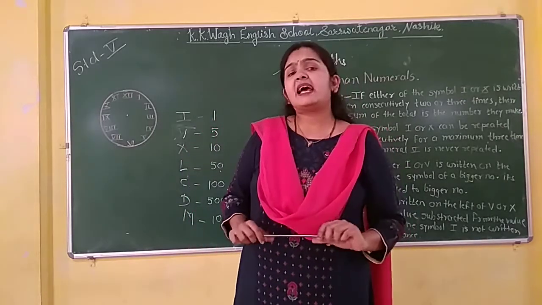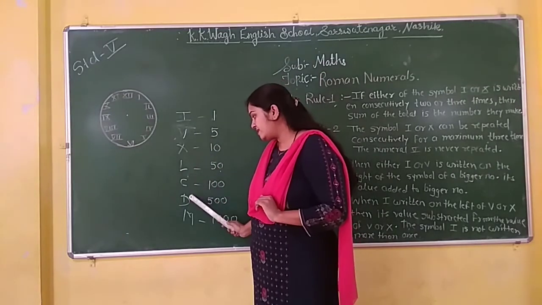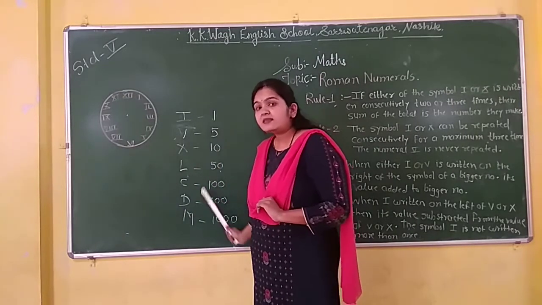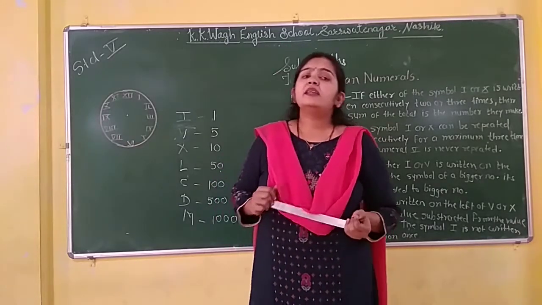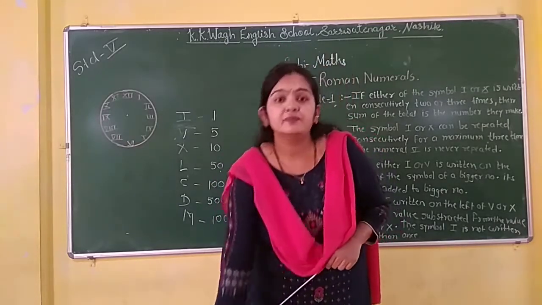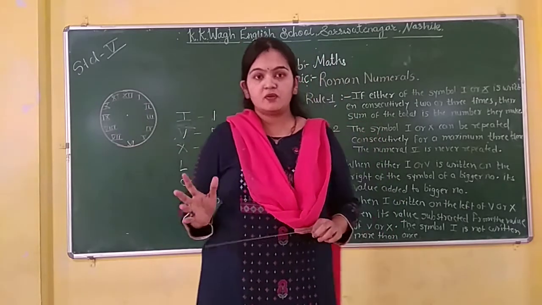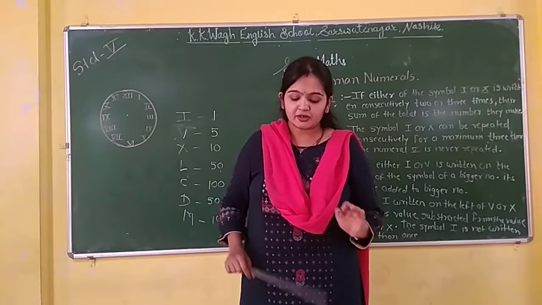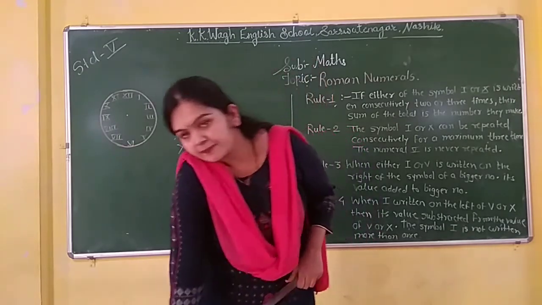Now you are thinking that we know only 7 values like I, V, X, L, C, D, M. Then how can we write other numbers? In this method there are certain rules for writing the Roman numerals.